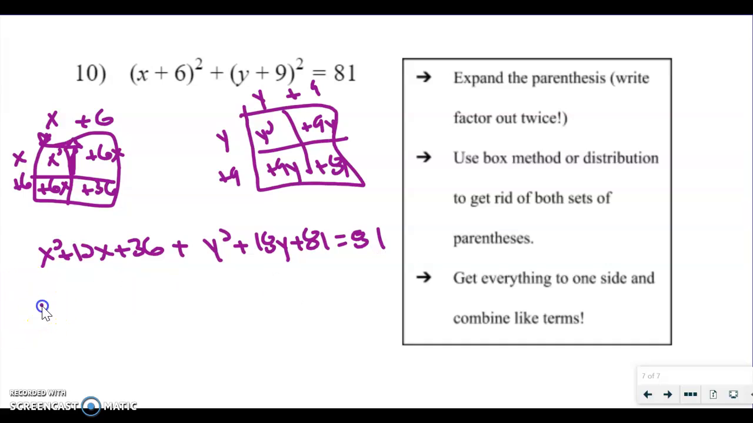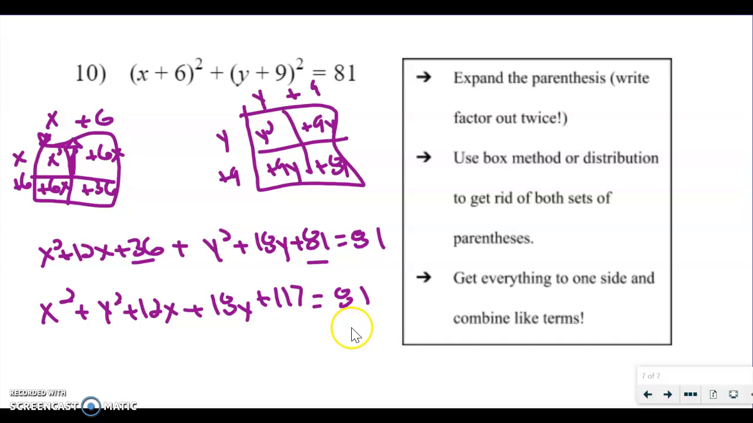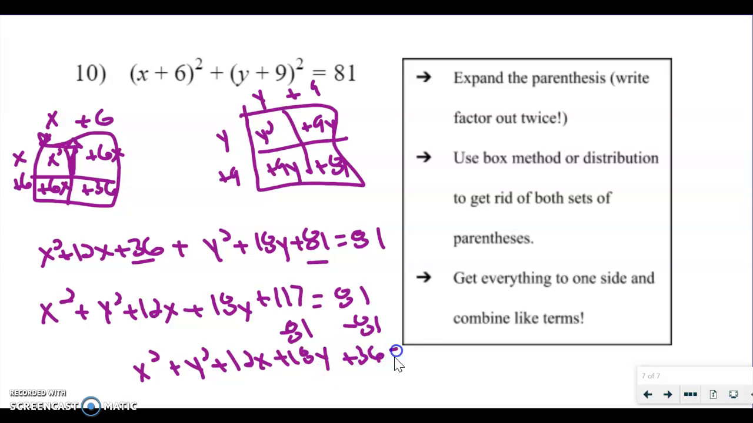And just combine like terms. So I got x squared plus y squared plus 12x plus 18y. 36 and 81 is 117 equals 81. And then just subtract 81 from both sides. So you got x squared plus y squared plus 12x plus 18y plus 36 equals 0.